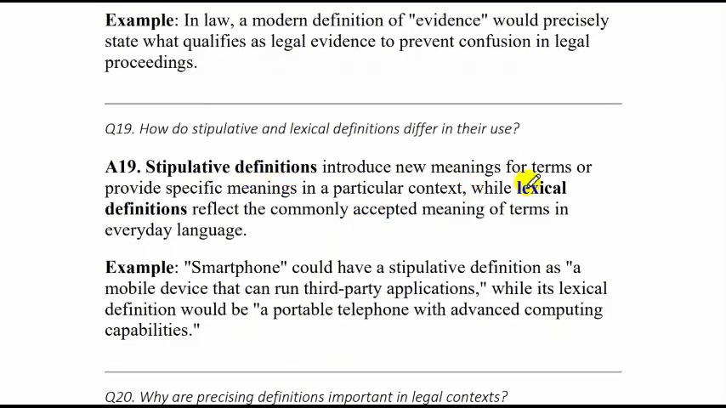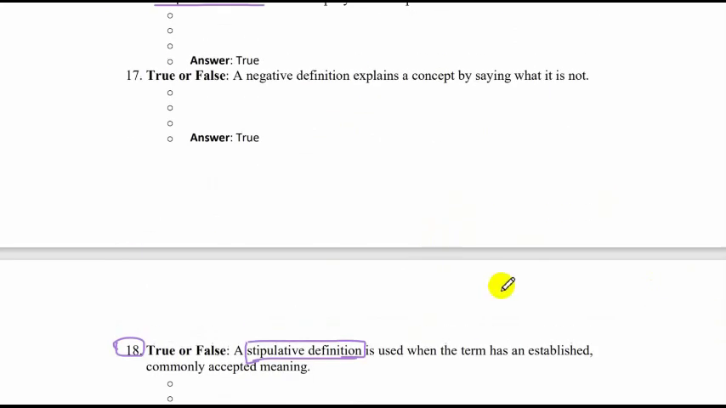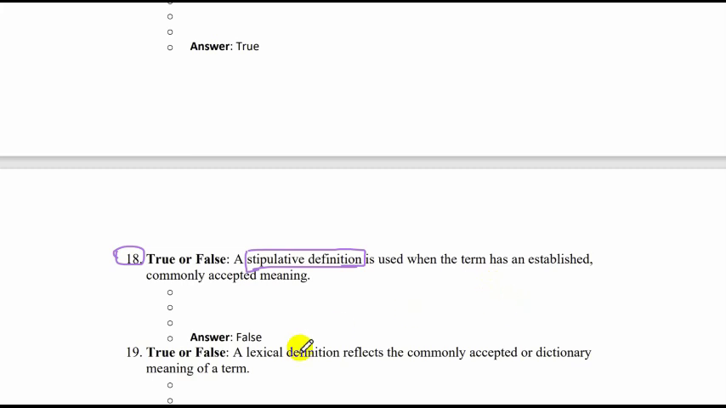Stipulative definition introduces new meaning for terms or provides specific meanings in a particular context, while lexical definition reflects the commonly accepted meaning of terms in everyday language. A lexical definition reflects the commonly accepted or dictionary meaning of a term. True.